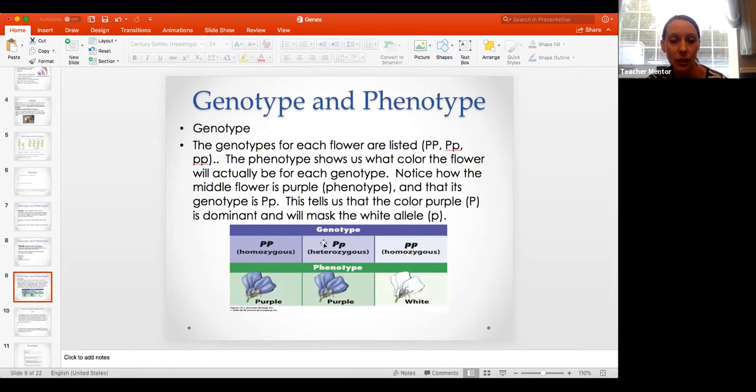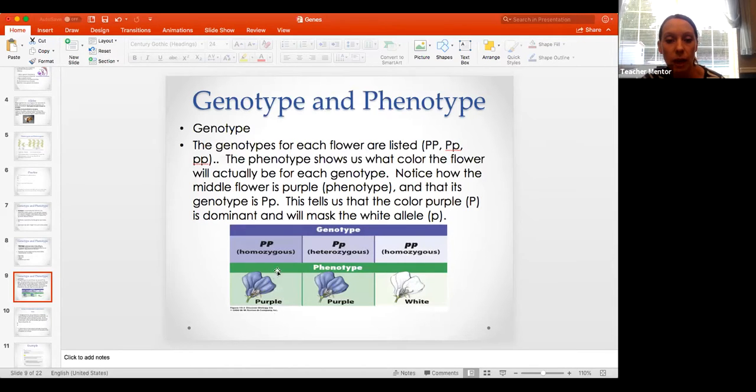Okay, so let's look at a couple examples of this, genotype and phenotype, to visually see those two together. The genotypes for each flower are listed below. Oh, purple, that sounds better than what I said earlier, peppered. Purple sounds better. Okay, so we've got some flowers down here. The genotype for each flower is listed.